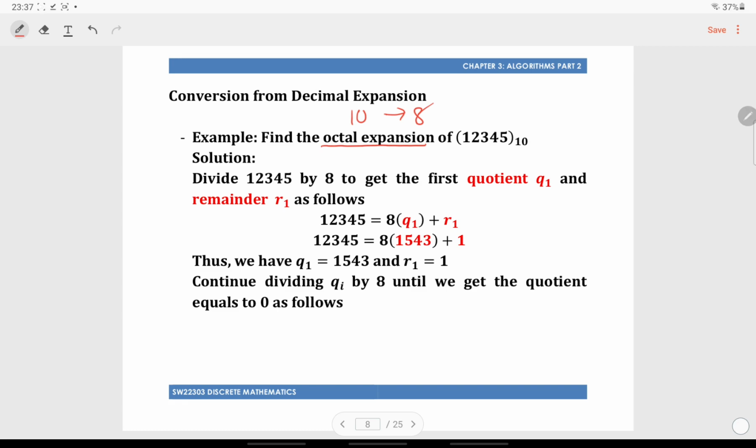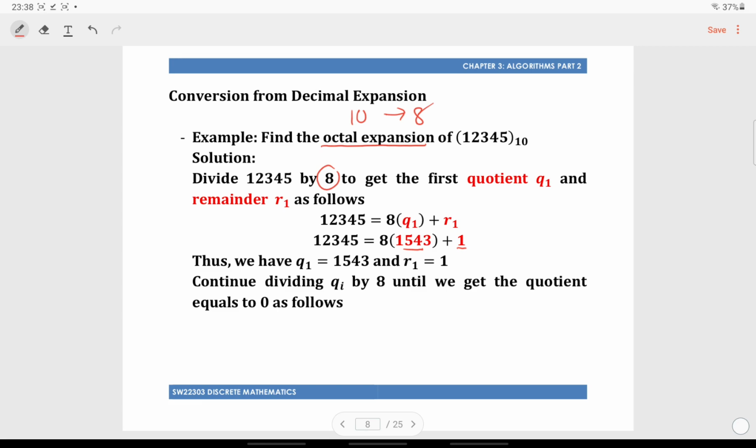So first of all, we need to divide the given decimal number by 8. Why 8? Because we want to convert to octal expansion. So the divisor is equal to 8, to get the first quotient Q1 and the remainder R1. After we divide 12345 by 8, we obtain the first quotient equal to 1543 and the remainder equal to 1. So we have Q1 equal to 1543 and R1 equal to 1.